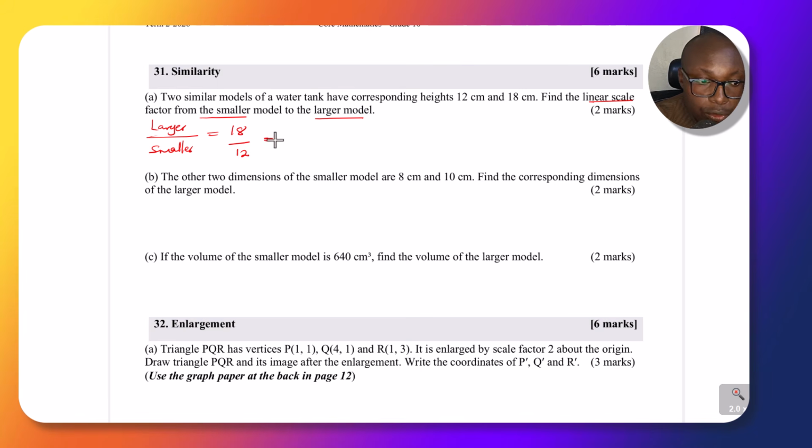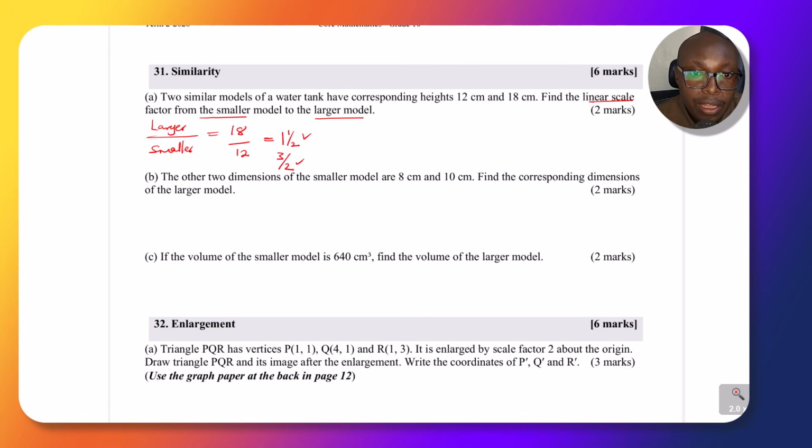And when you work out these, this is supposed to give 1.5. Or you can just give it as 3/2. That is still another way you can give it. So you can write it as 3/2 or 1.5. So the two are okay. So that is the linear scale factor.